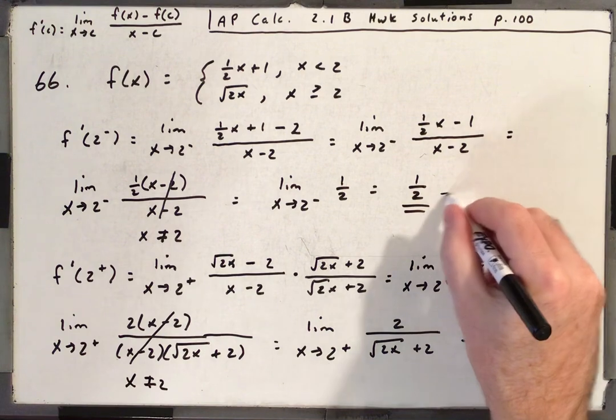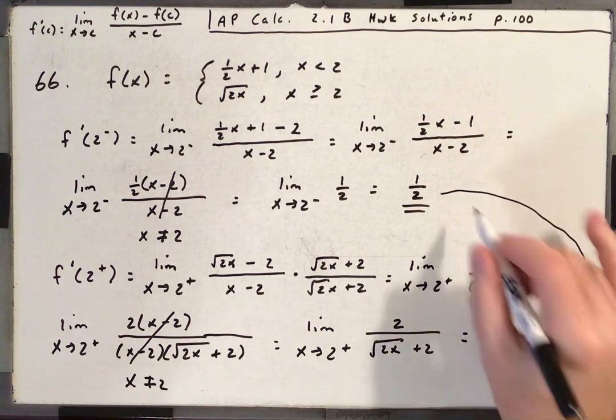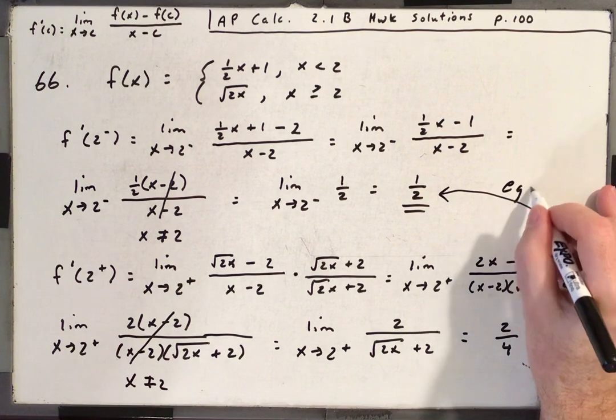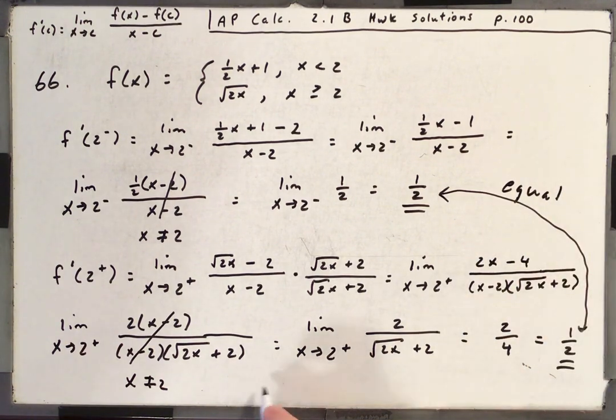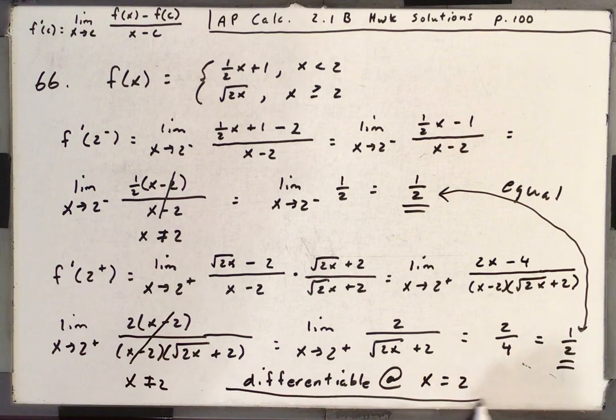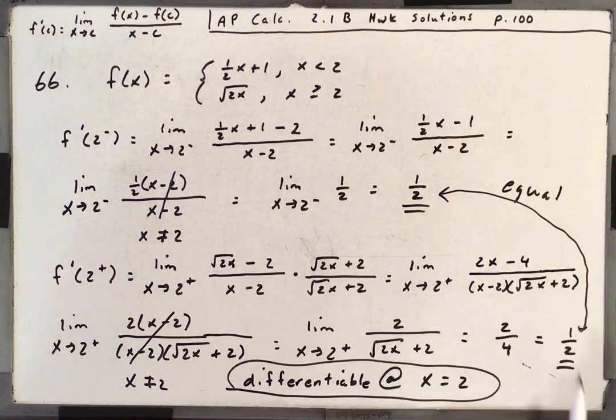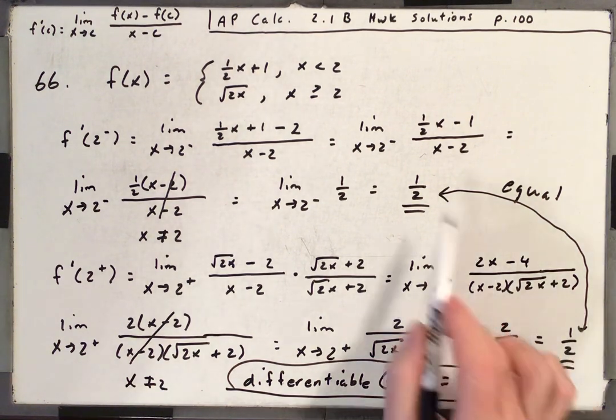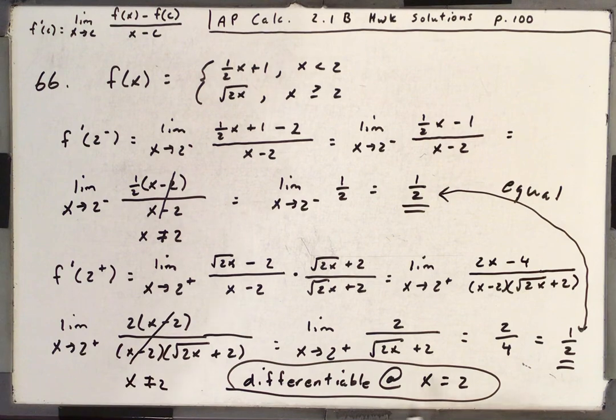So they are equal, aren't they? Equal. So it is indeed differentiable. It's a big word. At x equals 2. Because the limits are equal. There is no jump in the function there. Okay, no jump or break in the function. No asymptote there. No sharp turn there. It's differentiable at x equals 2.